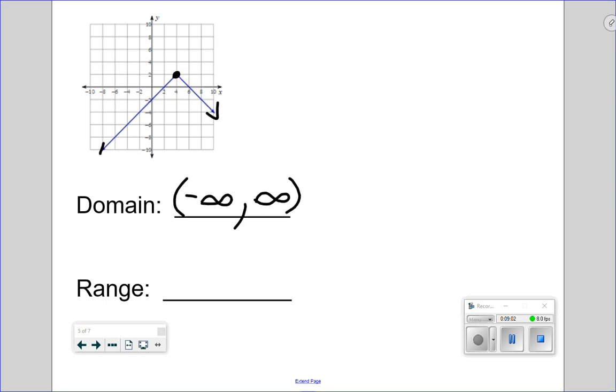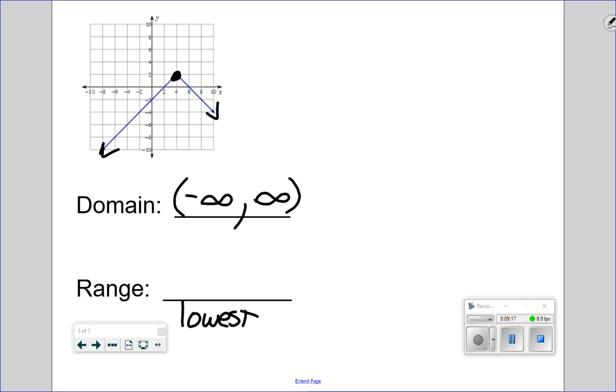Range is going to be a little different. Range, we're looking for the lowest point and the highest point. It's important to keep the order. You have to start with the smallest. It's really tempting to start with this point up at the top. That's the biggest. That's the tallest or highest point.